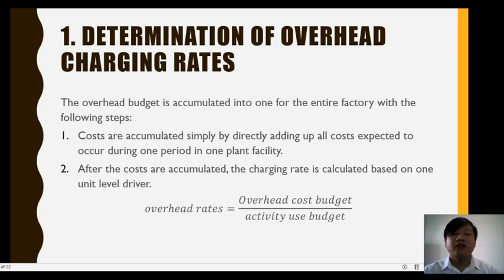Determination of overhead charging rates. The overhead budget is accumulated into one for the entire factory with the following steps. First, costs are accumulated simply by directly adding up all costs expected to occur during one period in one plant or facility. Second, after the costs are accumulated, the charging rate is calculated based on one unit-level driver. Overhead rate equals overhead cost budget divided by activity use budget.